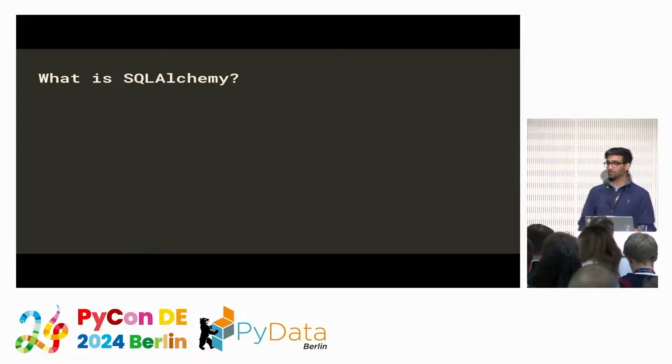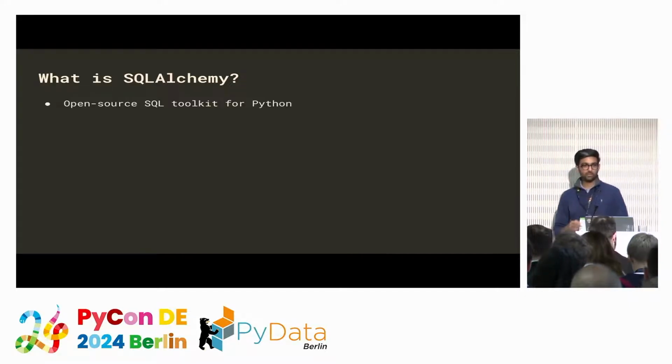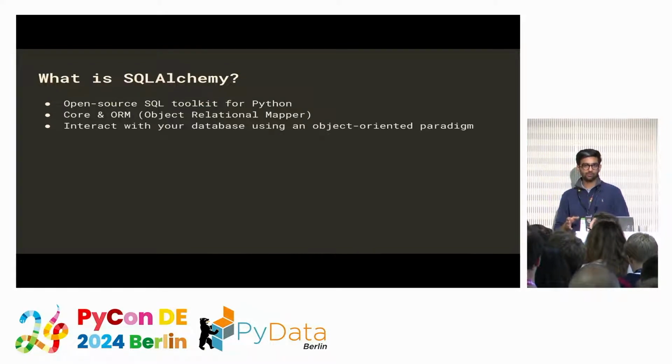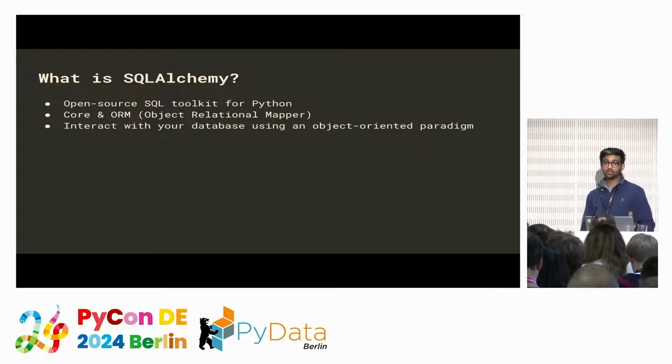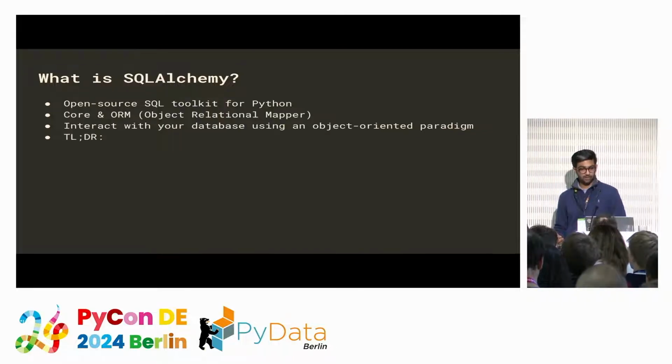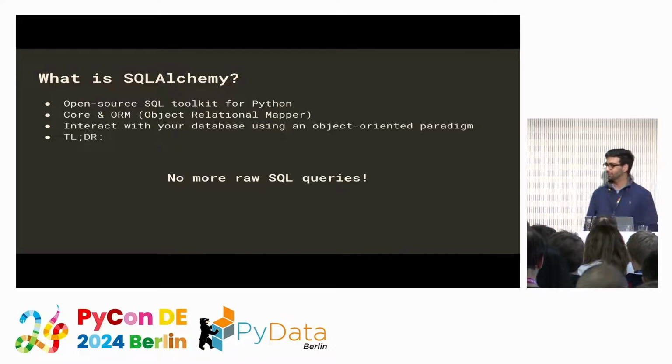So first of all, what is SQL Alchemy? It's an open source SQL toolkit for Python. It's a very popular package, which allows you to interact with your database using an object-oriented paradigm in a Pythonic manner. And it consists of two parts, the core and the ORM. The ORM stands for Object Relational Mapper, which we will talk about in some time. So, too long didn't read: it removes raw SQL queries from your code and makes your code much more Pythonic.